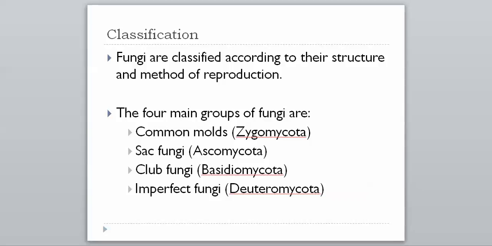Now, I don't think I'll ever ask you to recall those names and spell them exactly, but if you see zygomycota written on a piece of paper, maybe for the test, you might be able to match it up to the fact that those are the common molds. We're going to look at the first two today, I believe just the common molds and the sac fungi.